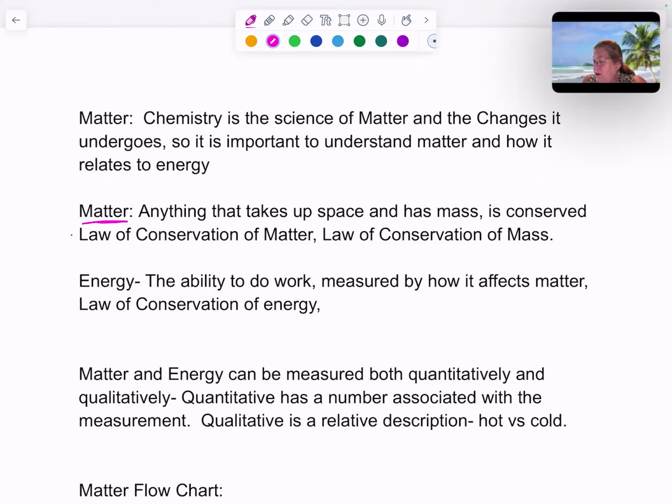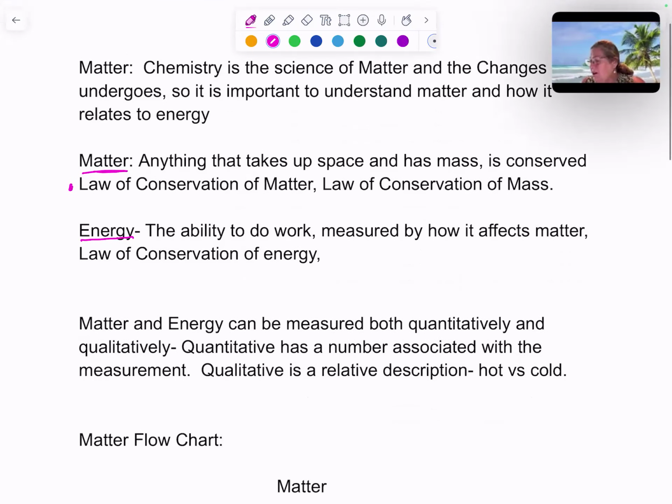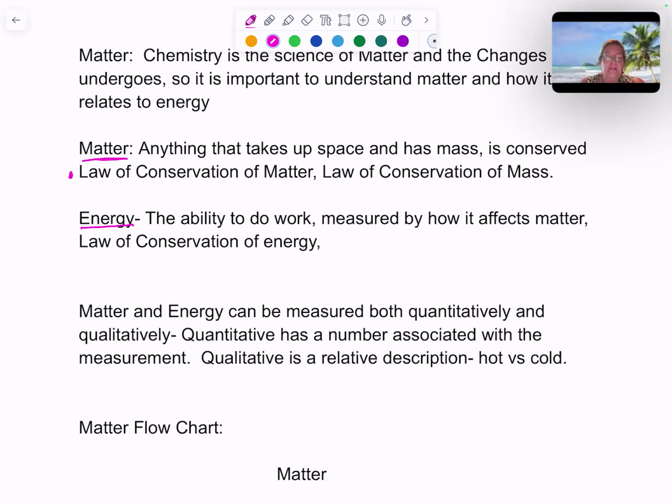We have the law of conservation of matter, which says that matter cannot be created or destroyed, only changed in its form. Same thing with the law of conservation of mass. Mass cannot be created or destroyed, only changed in its form. Energy is described as the ability to do work, and it's measured by how it affects matter. And we have a law of conservation there, which is also that energy cannot be created or destroyed, only changed in its form. And these three laws of conservation govern all of chemistry.